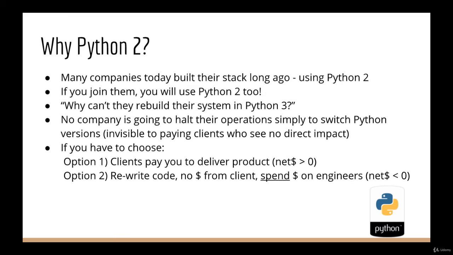So if you have a choice between your engineers working on something that will make money versus working on something where you not only get paid no money, but that actually costs you money because you have to pay the engineers to do the work, which are you going to choose? Most people I know would choose the option to continue making money. And so for better or worse, a lot of folks are still using Python 2.